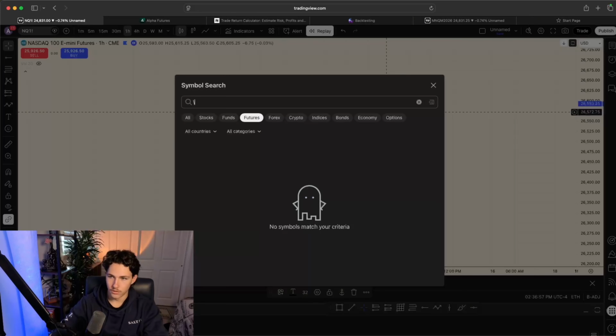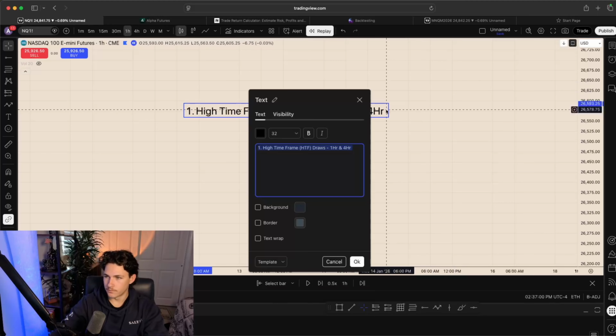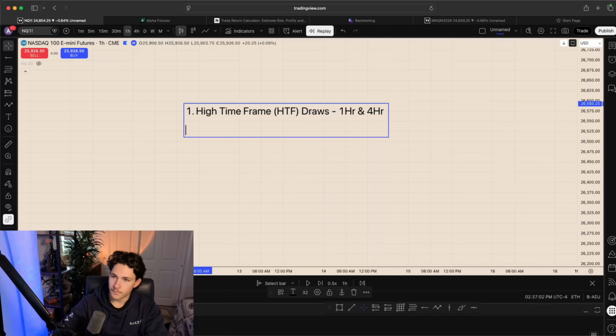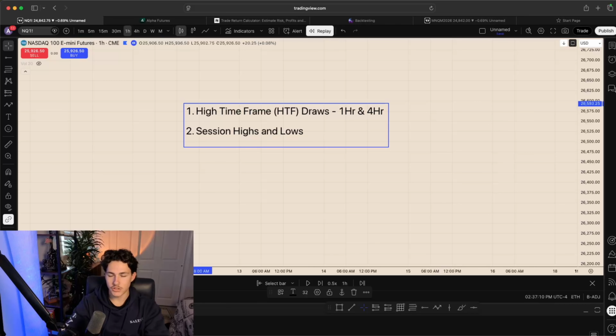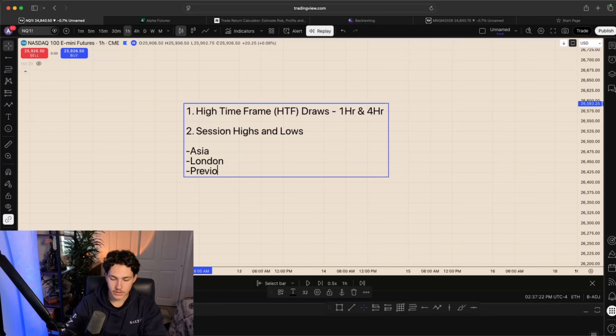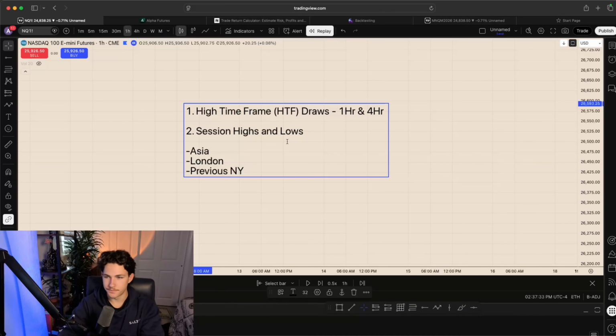Second thing you're going to look for is session highs and lows. What sessions, you might ask? Asia, London, and the previous New York, because we're going to be trading the New York session, which is 9:30 a.m. Eastern Time. You're going to look at the previous New York session.